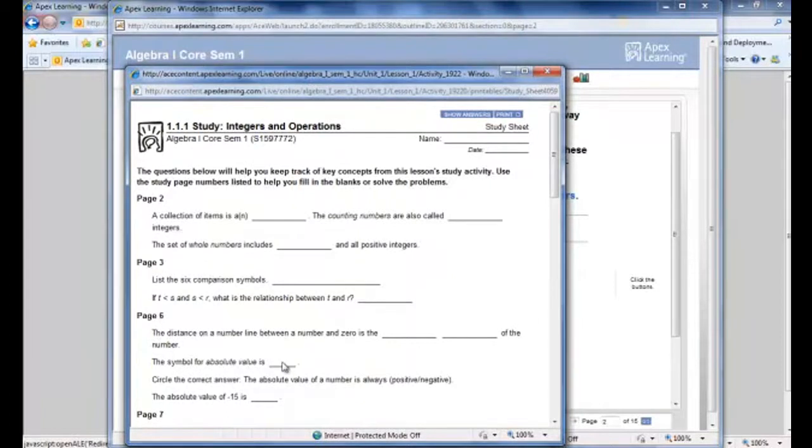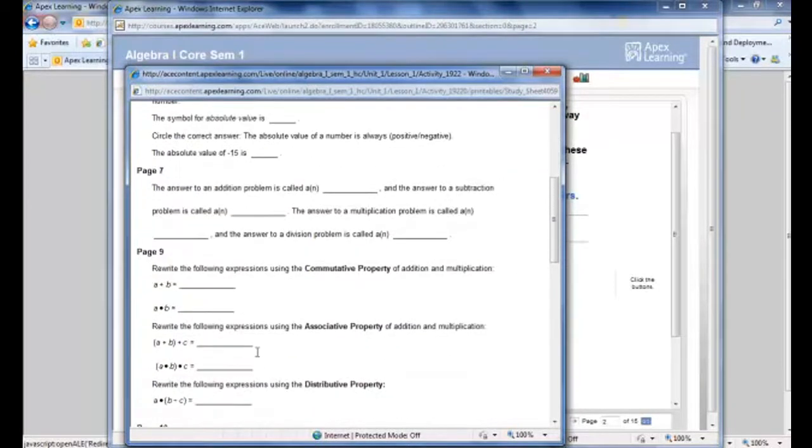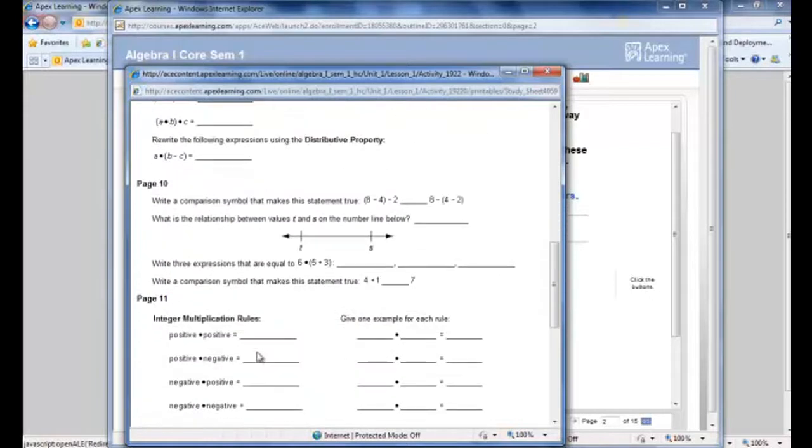And we would work our way through. And it guides you along. It's a form of guided note-taking of what pages in the lesson you will find these answers.